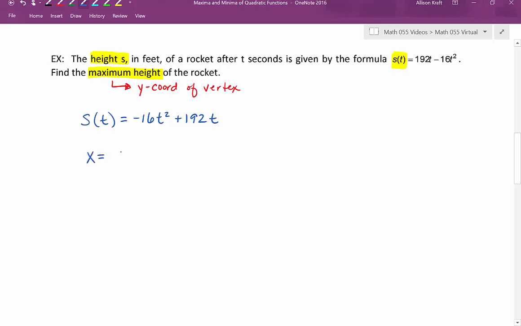The x-coordinate of the vertex is negative b divided by 2a. That's negative 192 over 2 times negative 16. It's negative 192 over negative 32, which gives us 6.